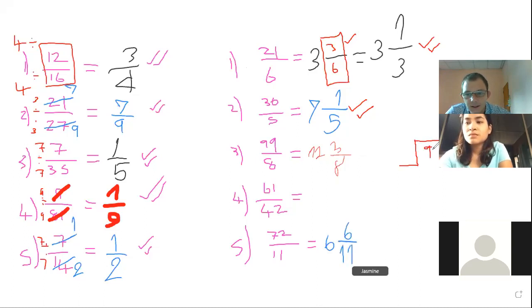Let's test it here. 1 times 8 is 8. Minus, 1 is 9. And you bring down the 9. What is 8 divided by 19? Is 2. And that will give us 16.